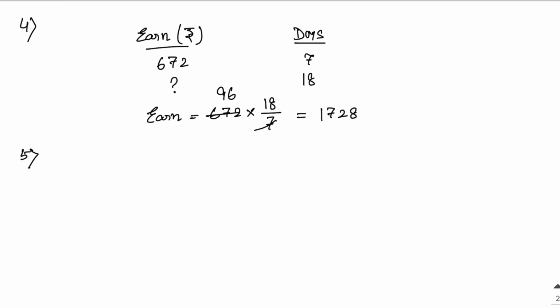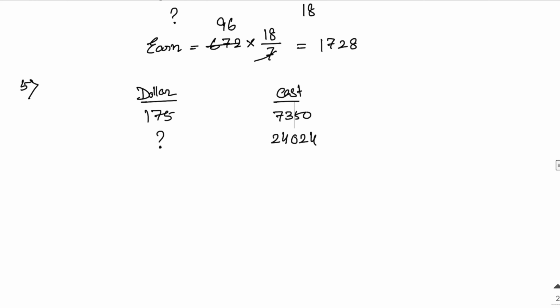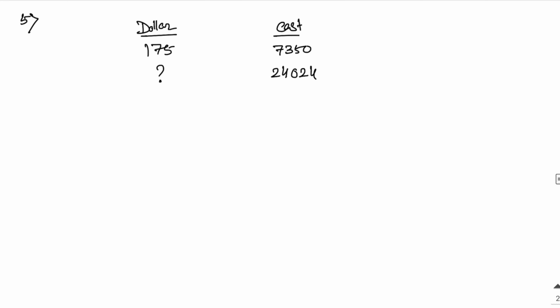Now sum number 5, if $175 costs 7350. So here dollars, and here cost. So $175 equals 7350. Now next one, how many dollars can be purchased? So it's the question mark, and here 24024. So again here dollars and the cost are in direct variation.